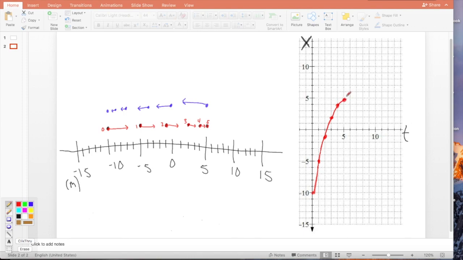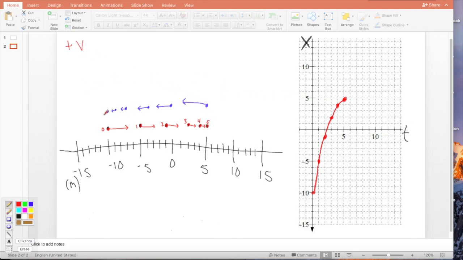Now, we have to make several important observations. The first thing that we should notice about this object's motion is that it is slowing down. This object is moving to the right, so the red object has a positive velocity, but it's slowing down. The velocity is decreasing. The dots are getting closer together. My vector lines are getting smaller and smaller. We know this object is slowing down. And then here at 5 seconds, it looks like it stops.